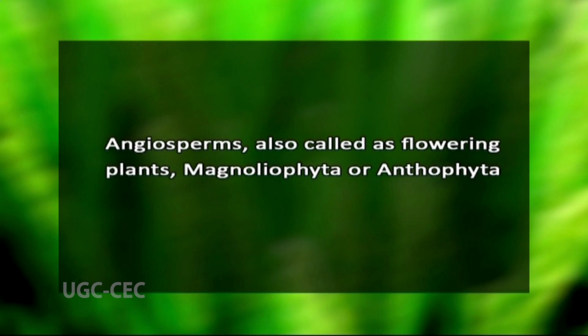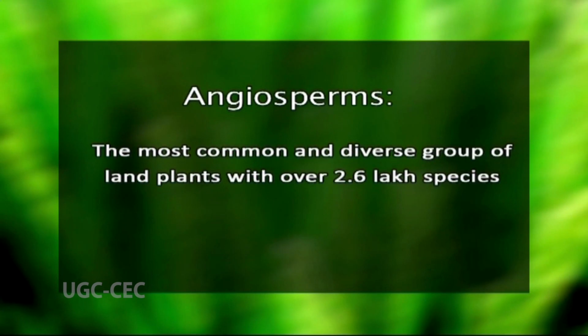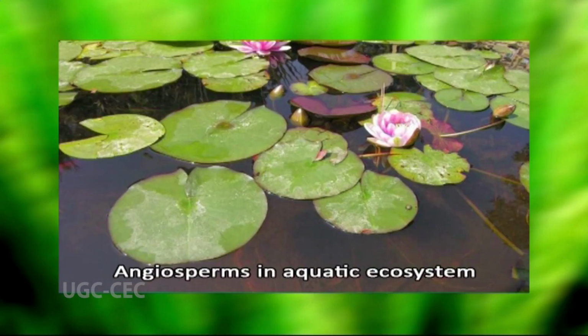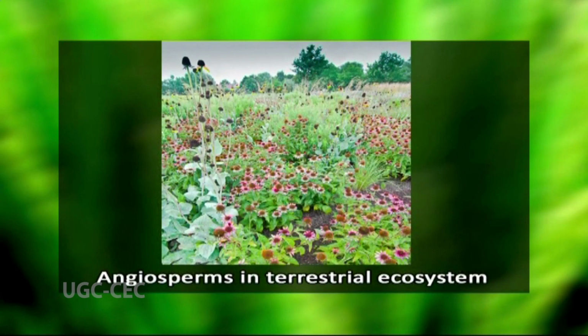The angiosperms are sometimes also called flowering plants or Magnoliophyta, or another name given to these angiosperms is Anthophyta. This is a group of plants which is the most common and diverse group of land plants, with over 2.6 lakh species distributed all over the world. These angiosperms grow virtually in every habitable region and are dominant in some aquatic and most of the terrestrial ecosystems.